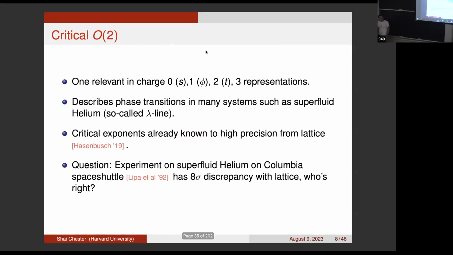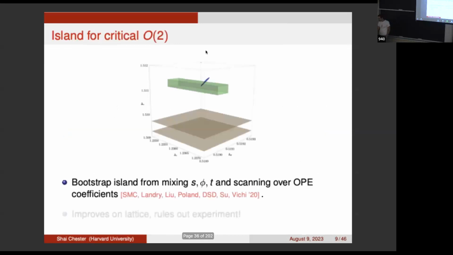I thought it was at Stanford. No, the Columbia is the name of the shuttle. Okay. Yeah, it's the name of the shuttle, but not the university. Should have called it the Stanford shuttle.